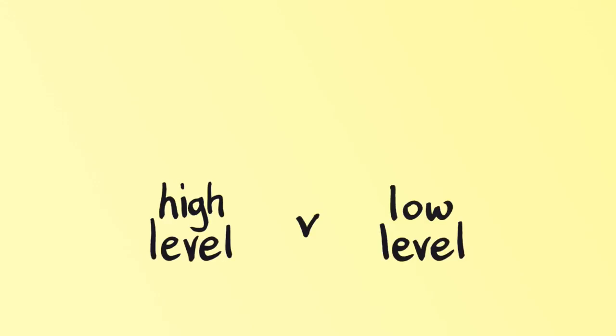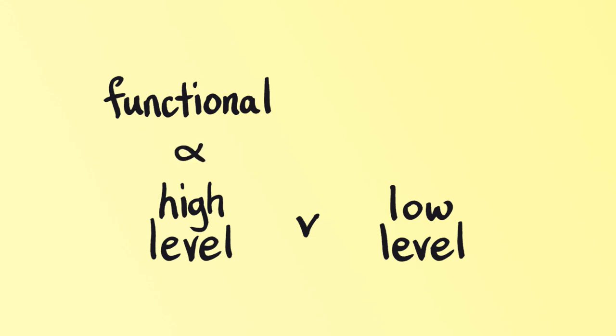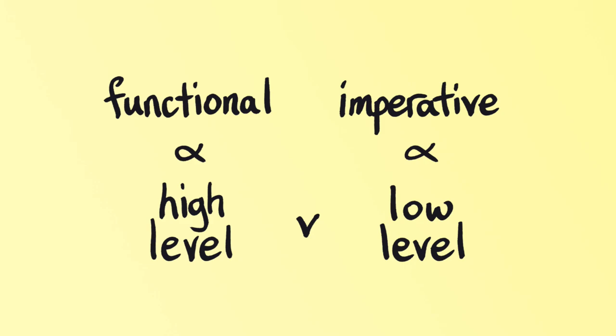This main trade-off is really the main trade-off between high and low-level programming languages. Functional programming languages are typically higher level, meaning closer to how a mind works, and imperative languages are typically lower level, meaning closer to how the hardware is working.